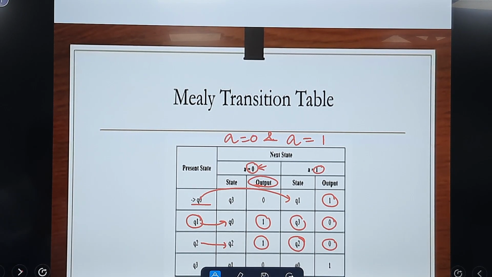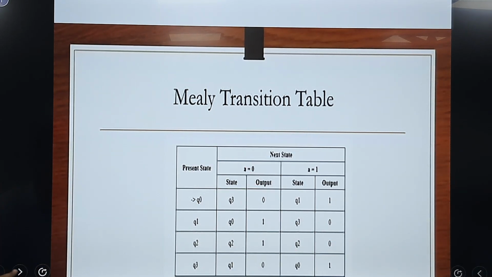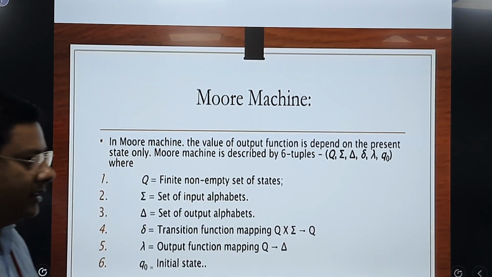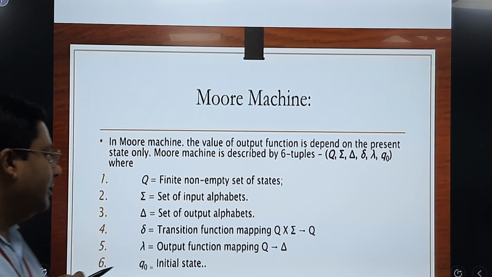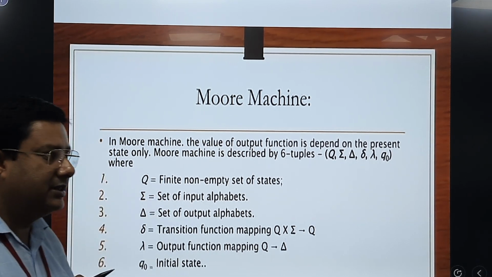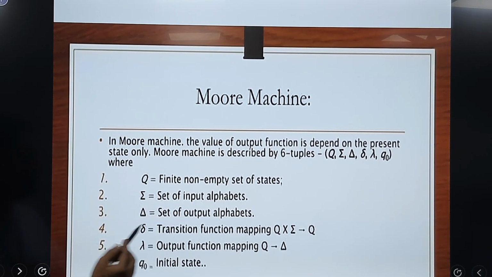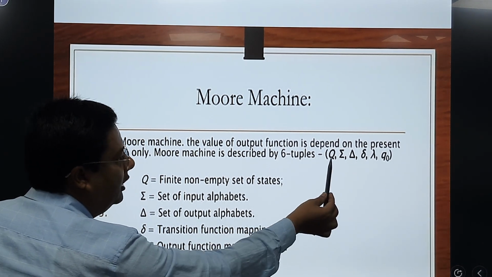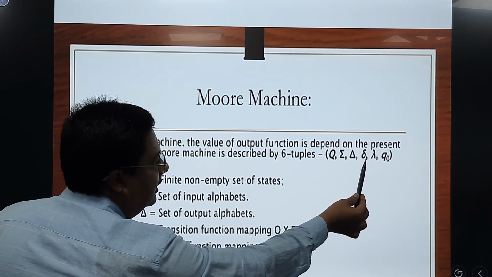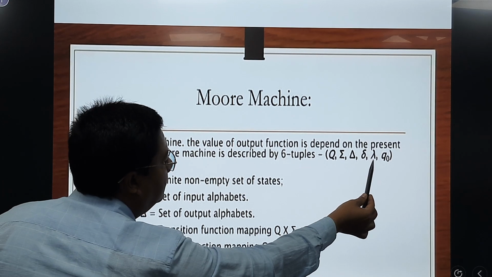Now go to the next slide. This is the Moore machine. The next part is the Moore machine. The Moore machine is again defined by the same six kinds of tuples. The tuples are the same as the Mealy machine: Q, sigma, triangle, delta, lambda, Q0.